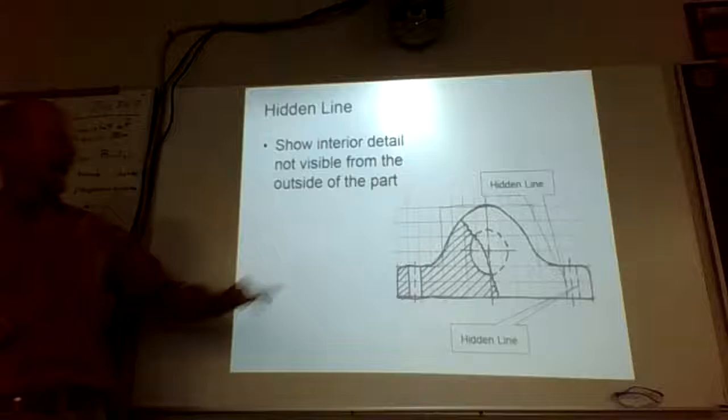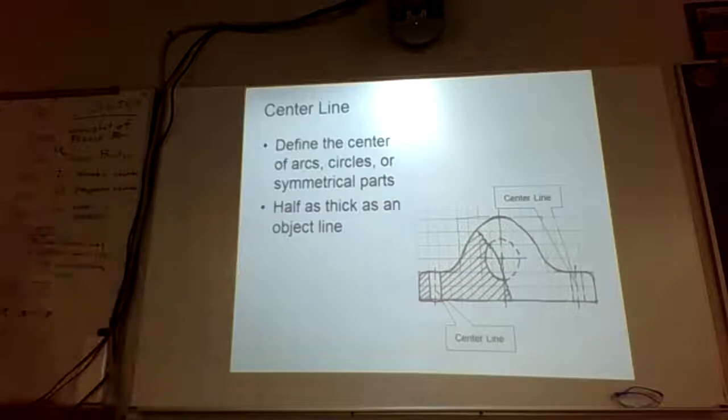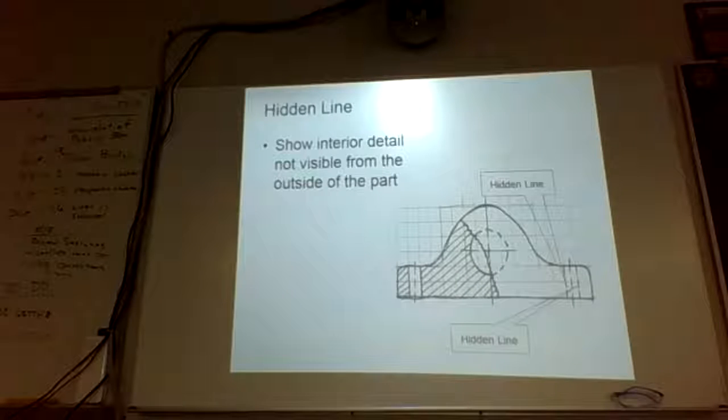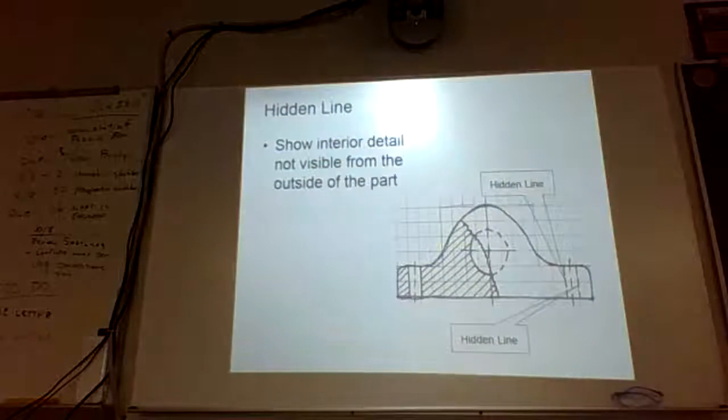So we got the object lines showing the object, and then we have hidden lines. Hidden lines show stuff that you can't see with a straight-on view. Okay? And then they show the interior detail, not visible to the eye.